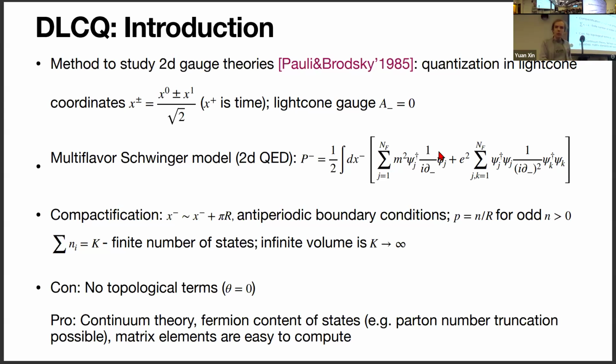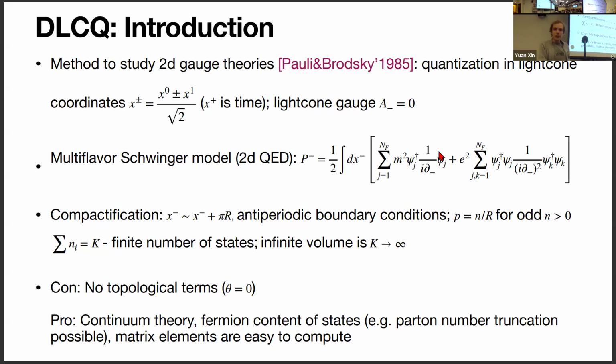At this point, there are many lightcone-based approaches that use some set of continuous basis functions to study this Hamiltonian. But in the DLCQ, we instead compactify the spatial direction on a circle, and because of that, the momentum becomes quantized. On the lightcone, the fermionic momentum should be strictly positive, so there is a finite number of states with the fixed total momentum number k, and the infinite volume limit is recovered by taking k to infinity.